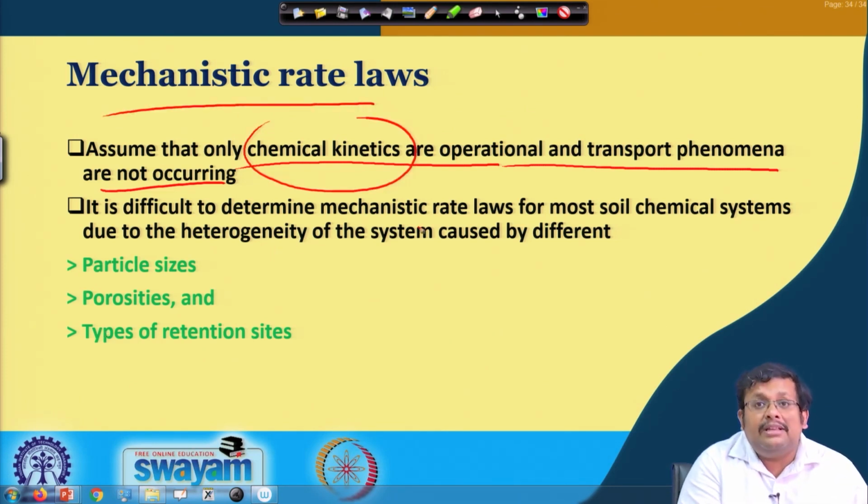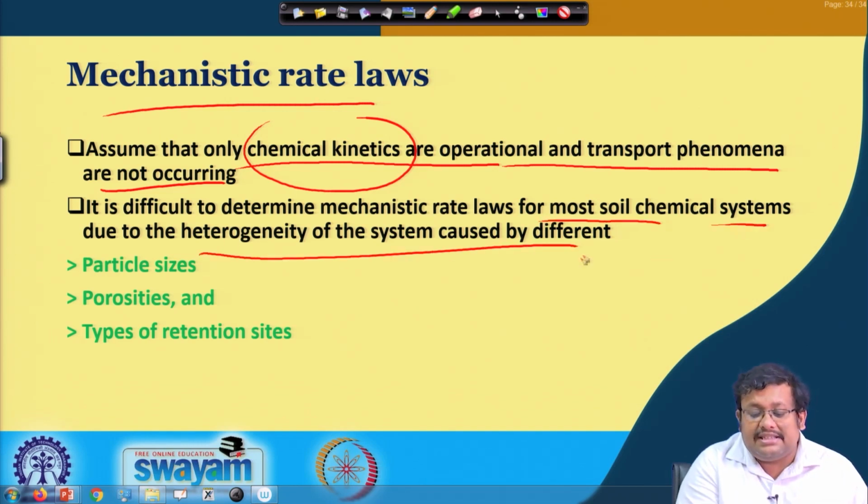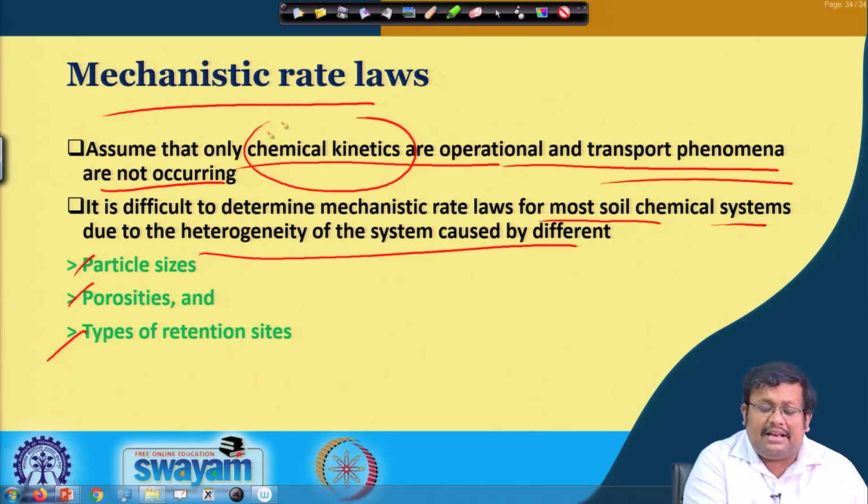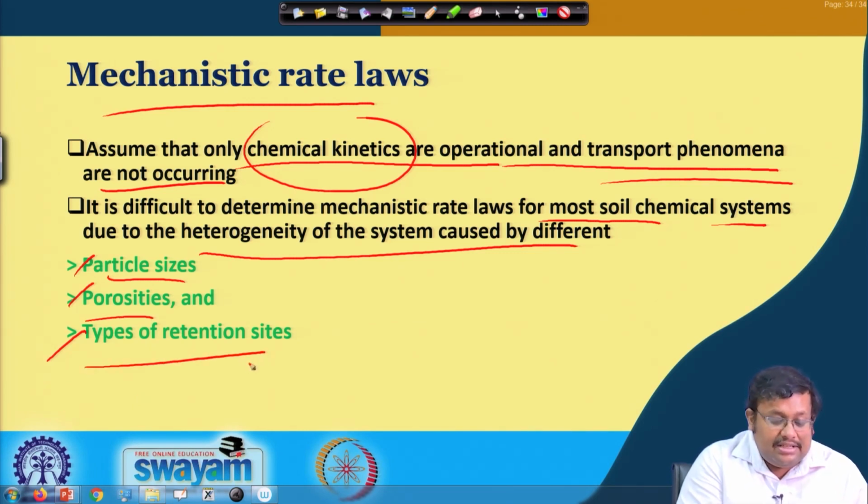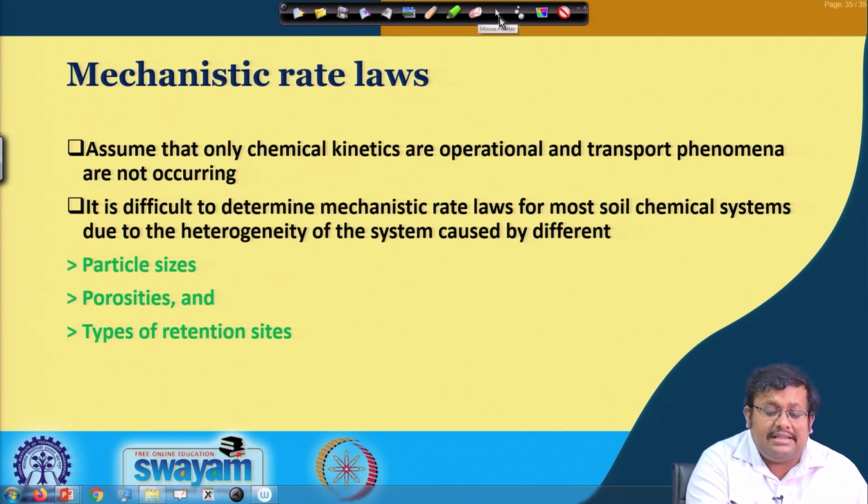Now, it is difficult to determine the mechanistic rate laws for most soil chemical systems due to the heterogeneity of the system caused by different particle size, porosities and types of retention sites. So, if we do not consider the transport phenomena and only consider the chemical kinetics, it is difficult to express the rate law because of these three confounding factors. One is particle size, variable particle size in case of soil; porosities, macropores or micropores, so variation in the porosity also; and the third one is types of retention sites. So, this is called the mechanistic rate laws.